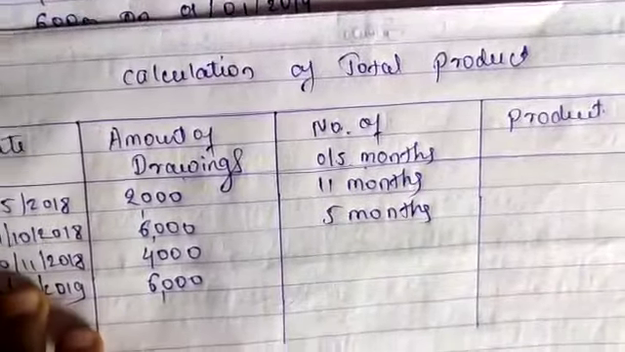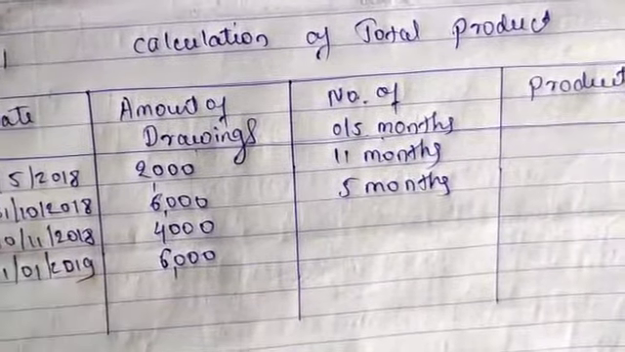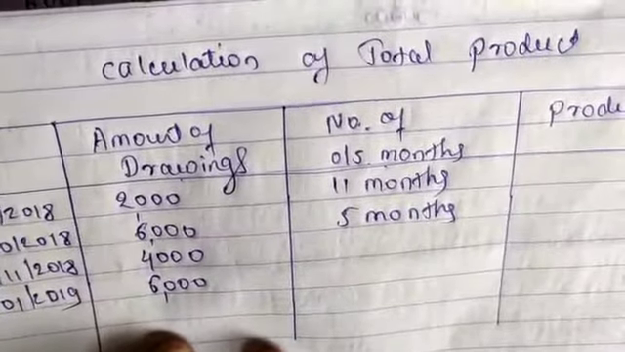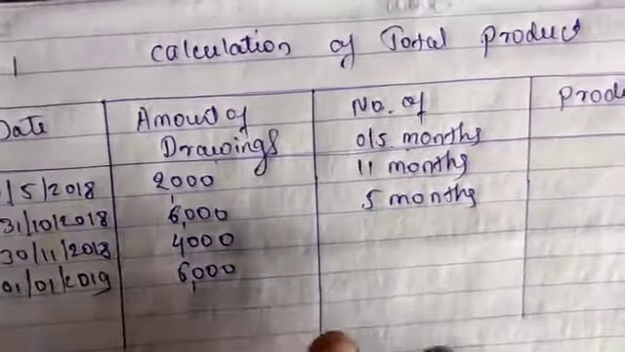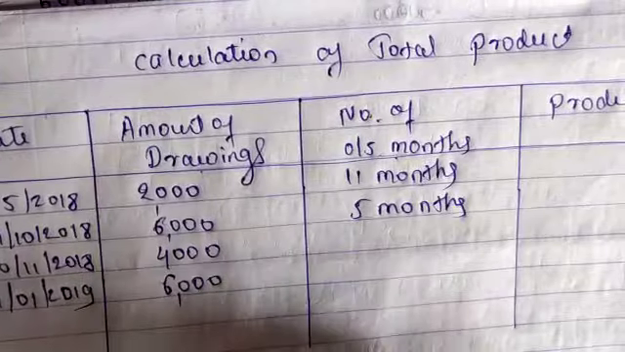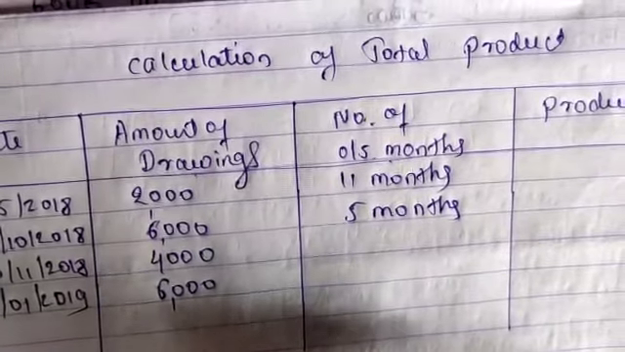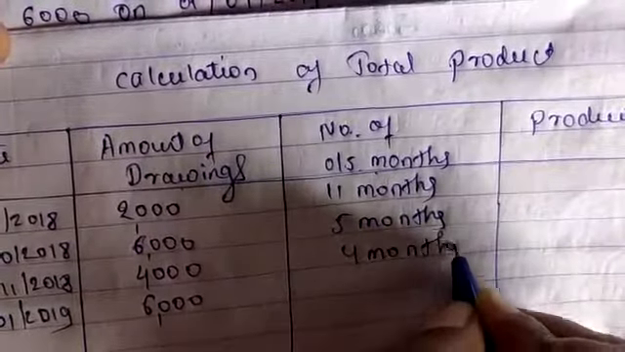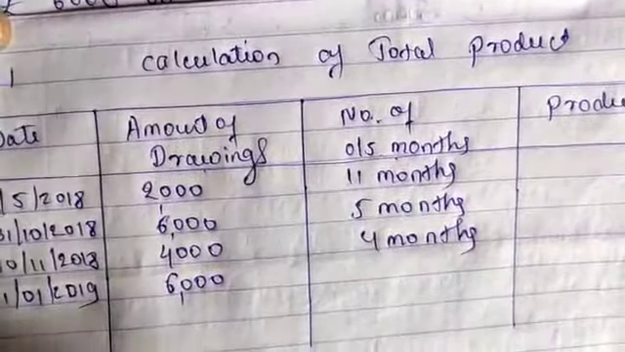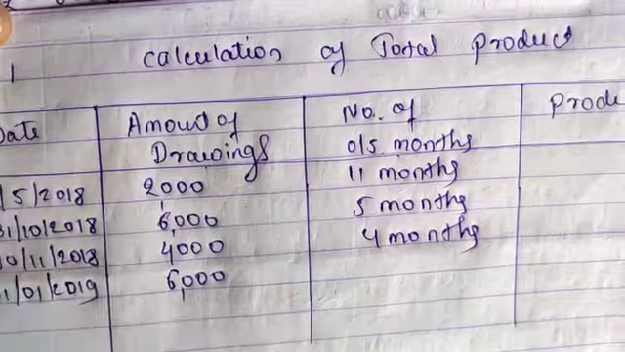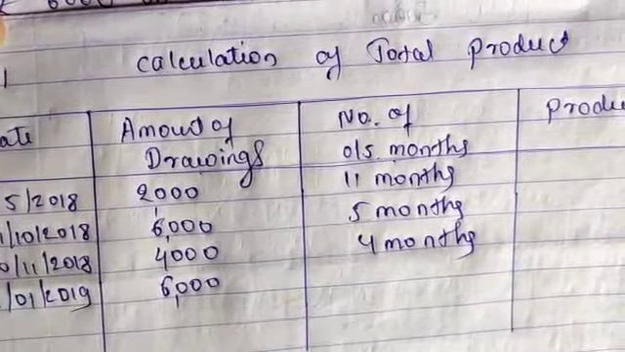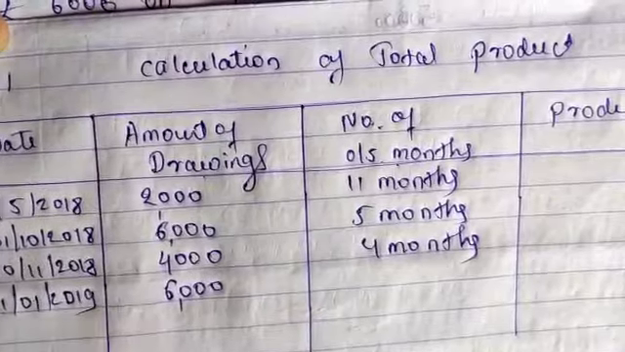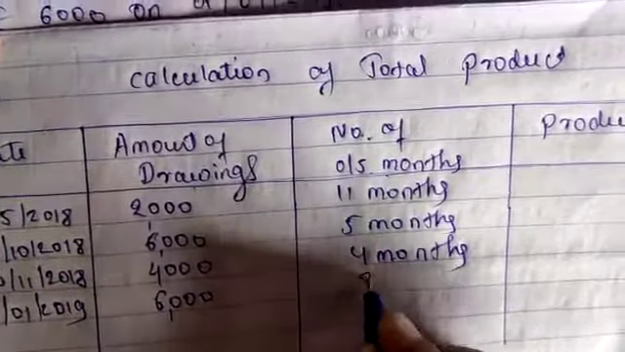And next, 30/11/2018. 30 means on the last of November. So leave that November month and take the next month, December, January, February, March. So 4 months here. Next one, 1/1/2019. 1/1 means January 1st only they mention here. So you consider the January month. January, February, March. So 3 months.